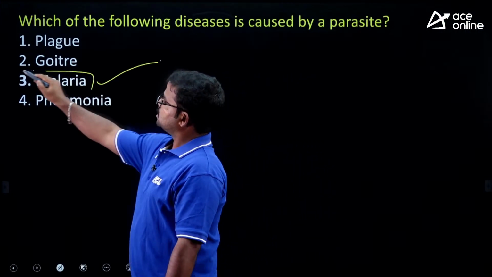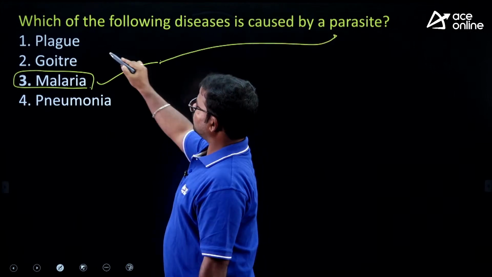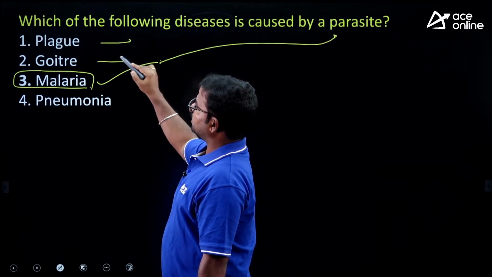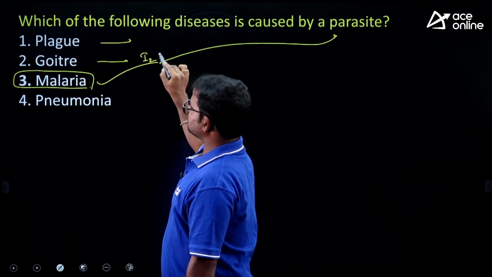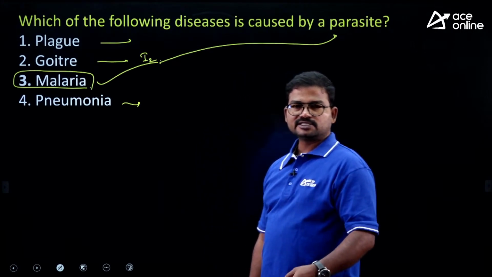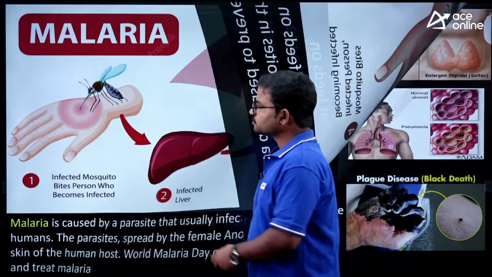Here, malaria is concerned with parasites. What about plague? Plague is caused by bacteria. Next, goiter. The deficiency of iodine causes goiter. Next, pneumonia. Pneumonia mainly affects the region of the lungs. Here is the information.